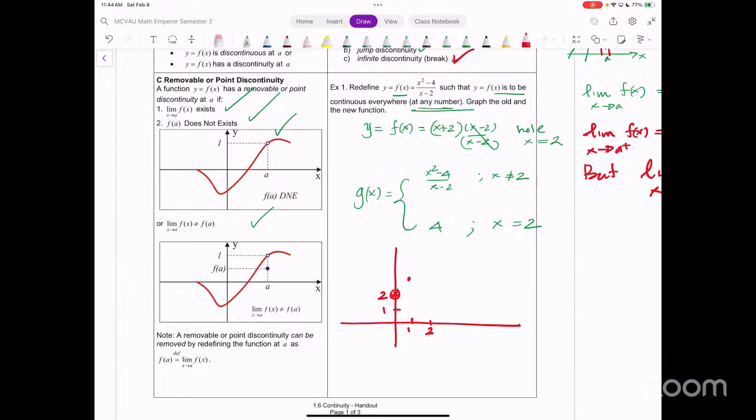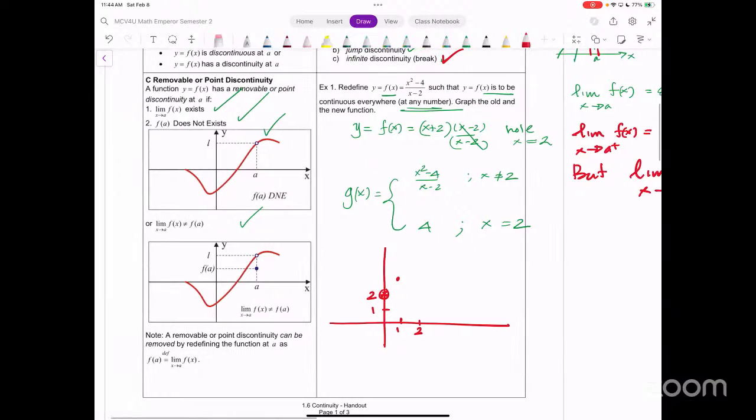So if I graph this line, 2, 3, 4 is just going to be somewhere here. It's just going to go like this, because we just give a specific value at that point. Make sense?